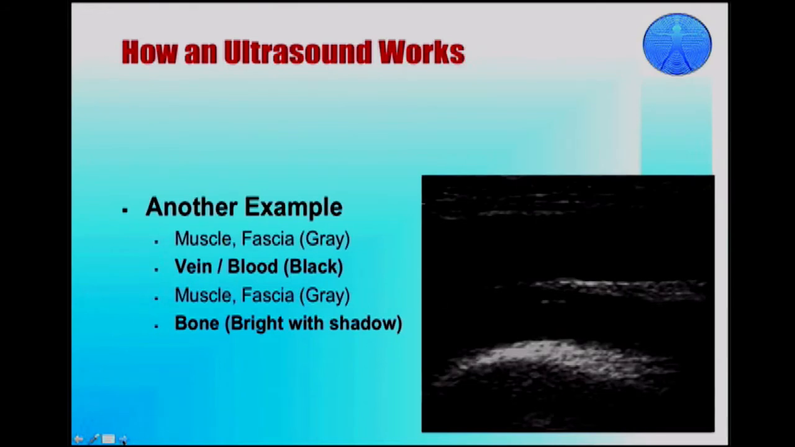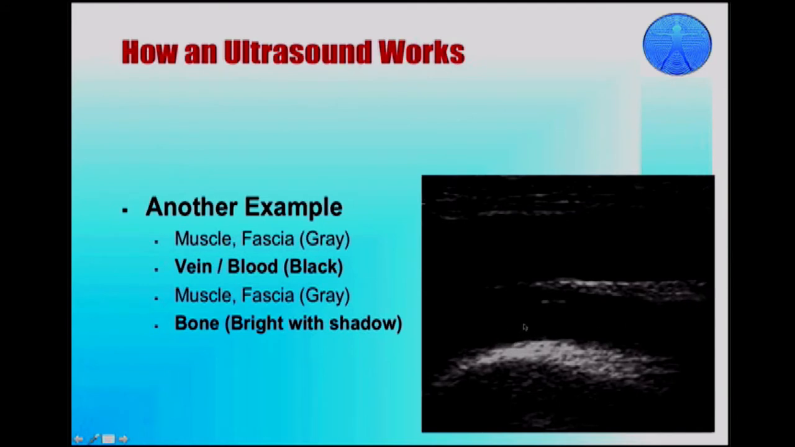Here's a more relevant example. This is a blood vessel. It's filled with fluid or blood. Since it's filled with fluid like water, it is black. So blood is black like fluid or water. This is a bone, so it's very bright, and it's cut off on the screen here, but it's causing a shadow behind it. And everything else is a shade of gray.